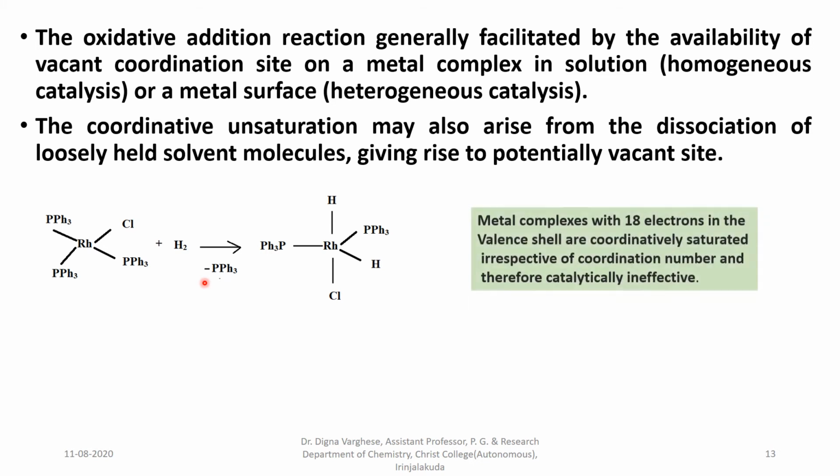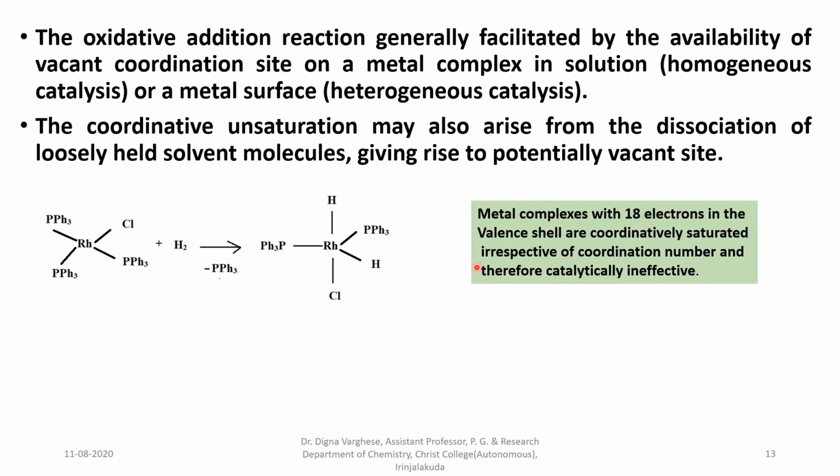then it undergoes oxidative addition reaction with this catalyst. Metal complexes with 18 electrons in the valence shell are coordinatively saturated irrespective of the coordination number and therefore catalytically ineffective. If the metal complex has 18 electrons, that is a coordinatively saturated complex. The coordination number is not increased to 6 or 8 or any other coordination number. If it is 4 with 18 electrons, that is catalytically ineffective.